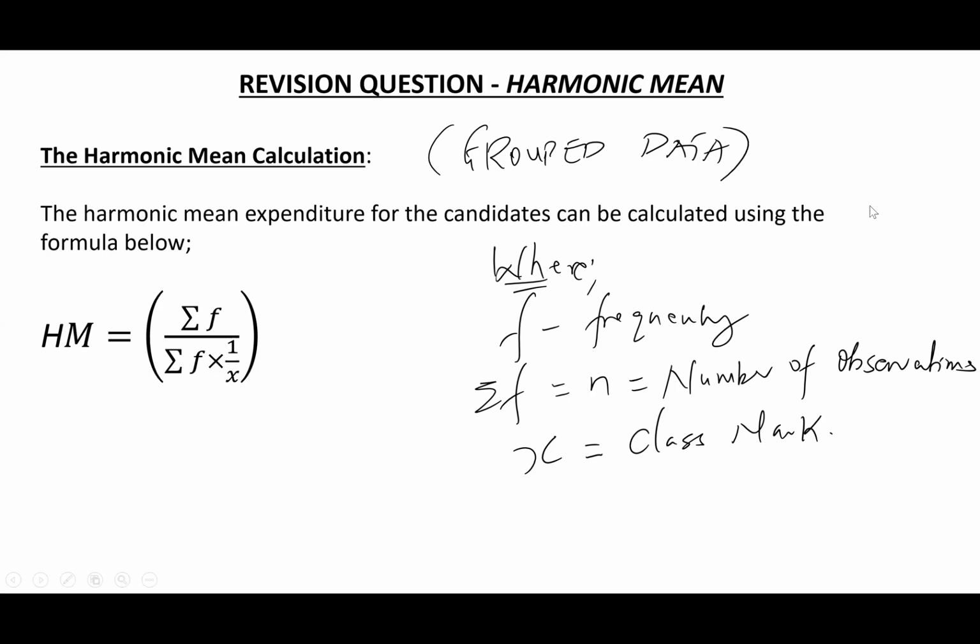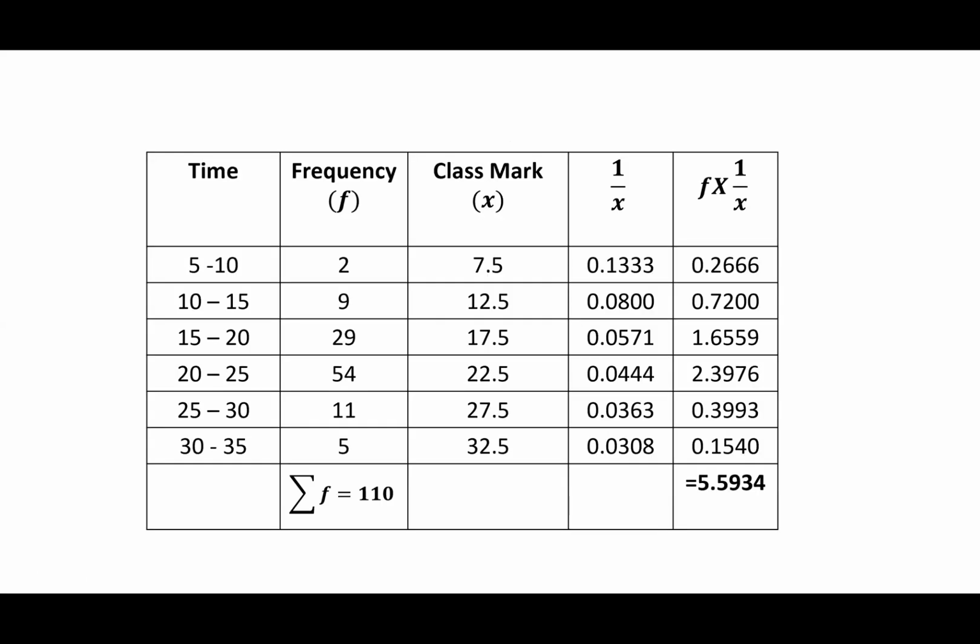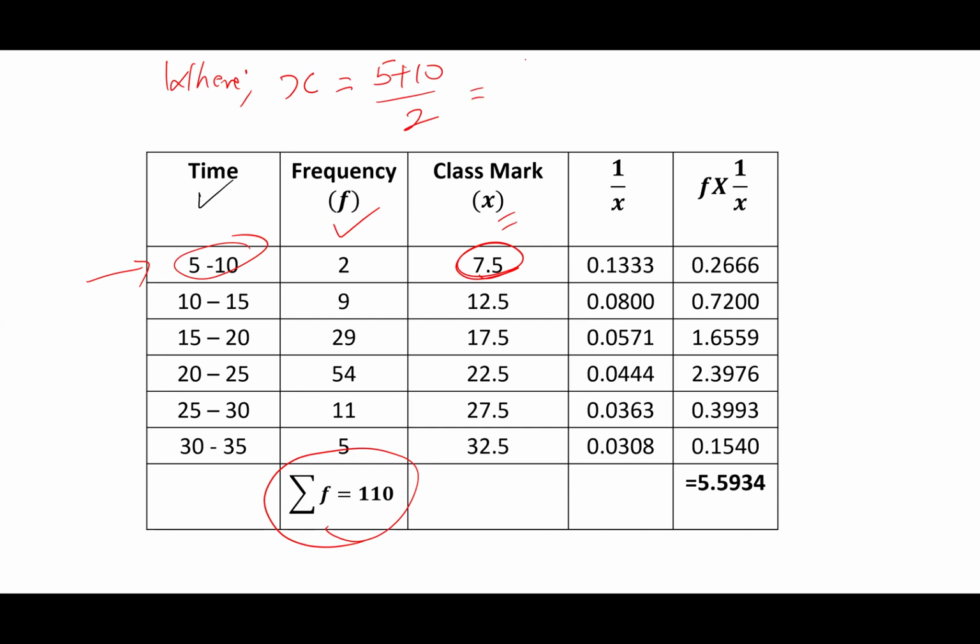So with that, we prepare our table in this way. We have the limits, which is the time. We have the frequencies. Summation of F is 110. You're going to confirm that. The class mark, as we did before, where the class mark for 5 to 10, this class here, how we get the 7.5, we get our 5 plus 10 divided by 2. And absolutely, that is 15 over 2, which is 7.5.